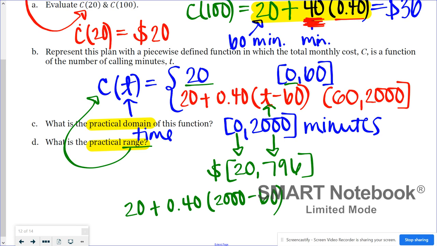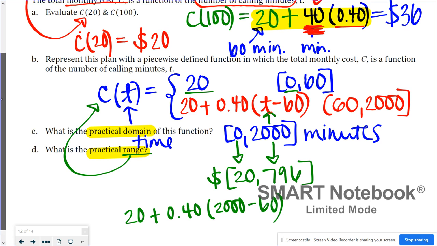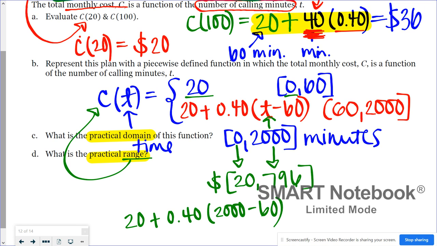So that's how we write piecewise defined functions for a word problem. It does help to think of how you would go about calculating a specific amount, and that's what we did in part A. When we calculated the cost for 100 minutes, that really helped us to write that second piece of our piecewise function formula. And that's a little strategy that you can use in your future applications involving piecewise functions.